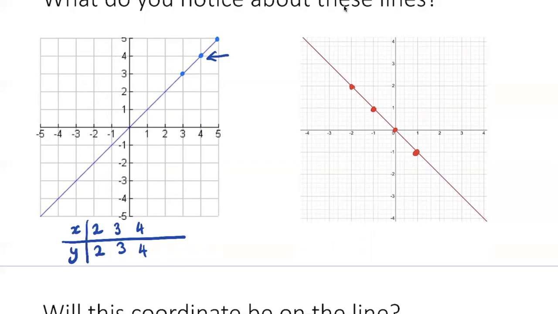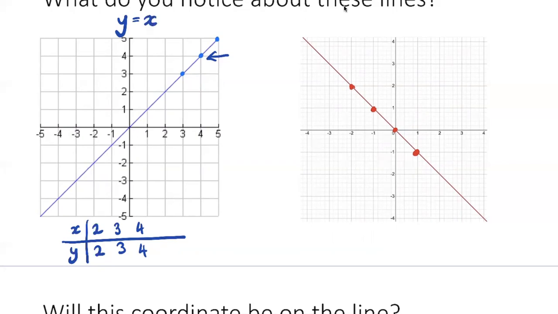When we're trying to write the equation for a line, we do it in terms of y. And all that means is you would write down what happens to x to make y. Well, in this case, nothing happens to x because y equals x. So this is the line y equals x.